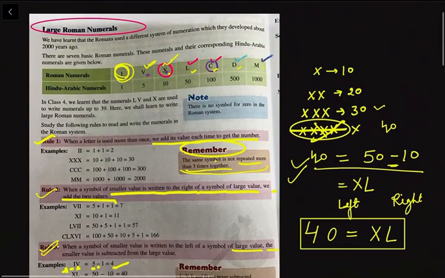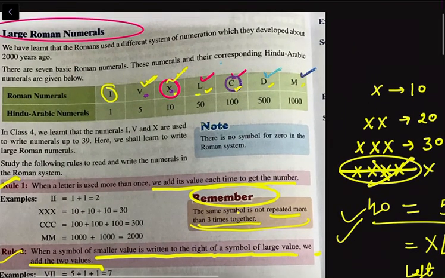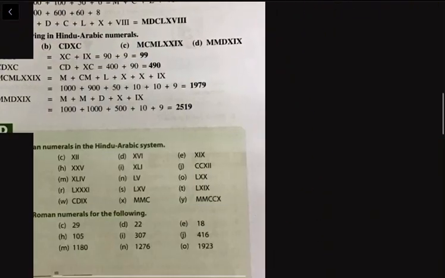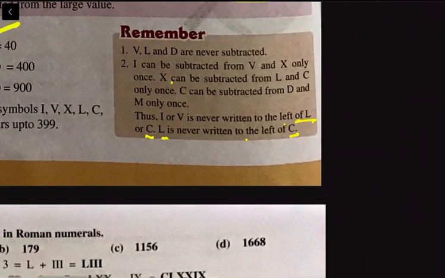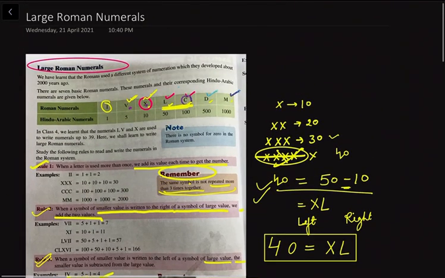This one, I, cannot be written on the left of L and C, both of these. And L is never written to the left of C. This one, L, cannot be written on the left of C.